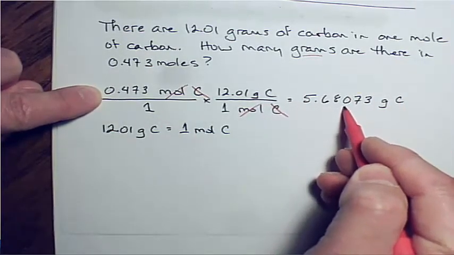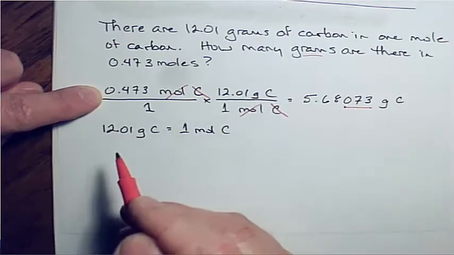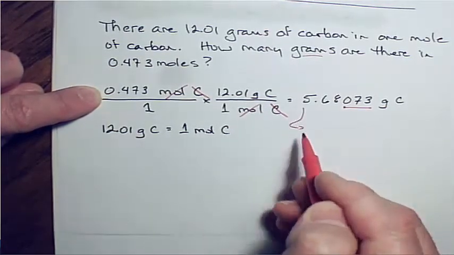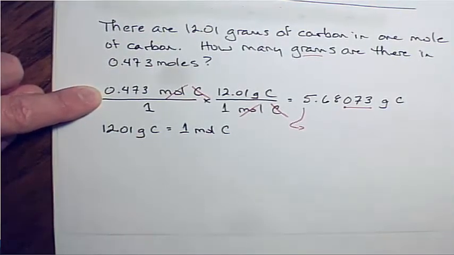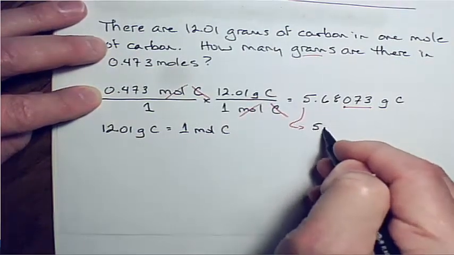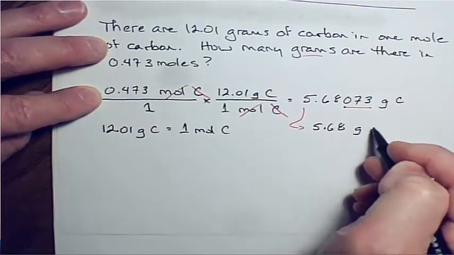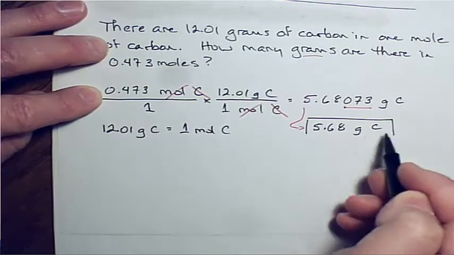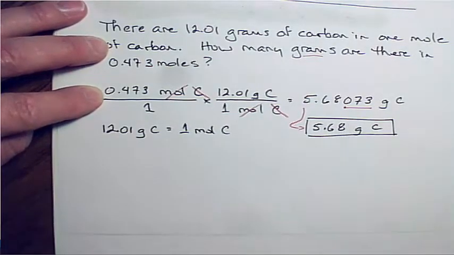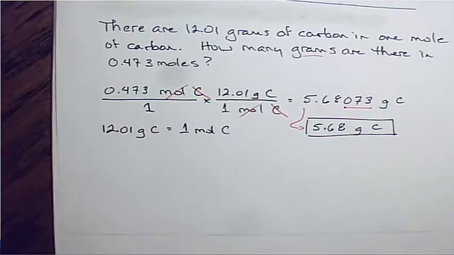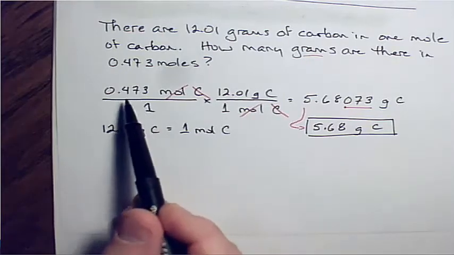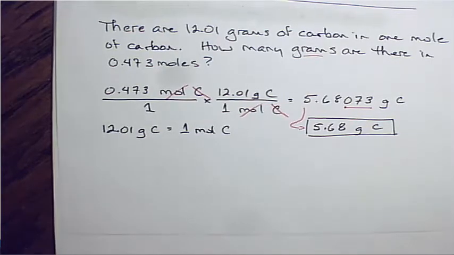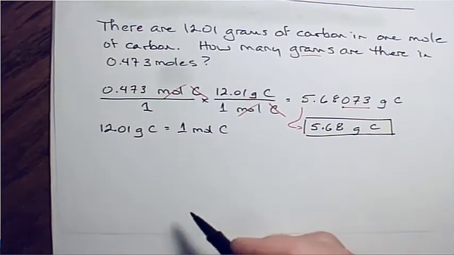And so I want to underline all but the first three digits. Those are the significant digits. Okay, and then 5.68 is the rounded answer, grams of carbon, and I'm going to draw a box around it. Okay, you might have listed 5.681 thinking that was 4 significant digits. Don't worry about that right now. Okay, if you got everything else right, you're good.